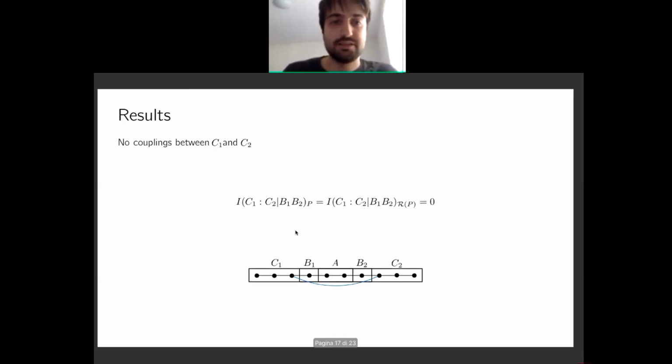A similar argument leads us to say that there can never be any couplings between the two disconnected faraway parts of the environment, simply because the mutual information between the two, C1 and C2, conditioned on the boundary, is zero in the beginning, and this is just not affected by the renormalization map. So even if the data processing inequality does not apply to the conditioning system, we don't need it here.